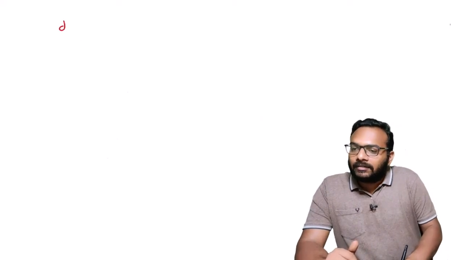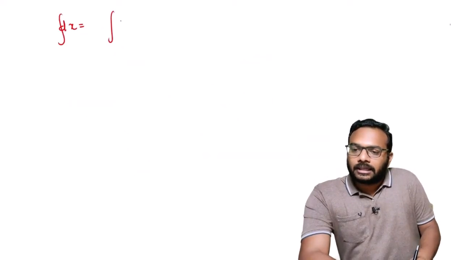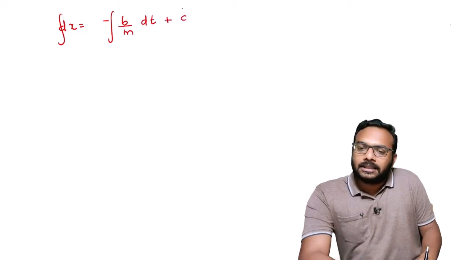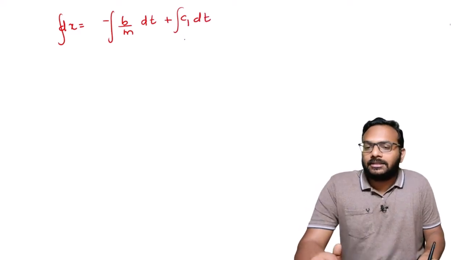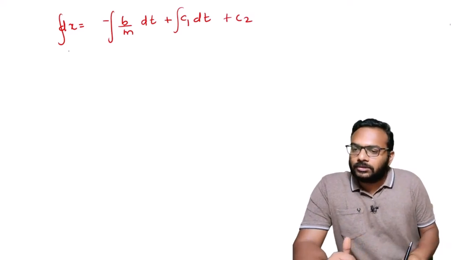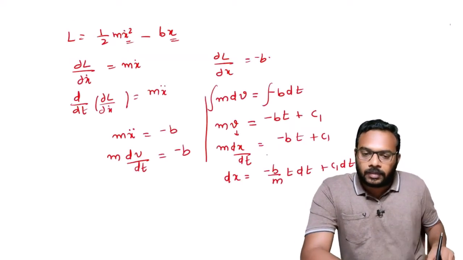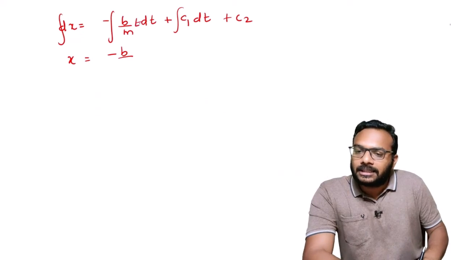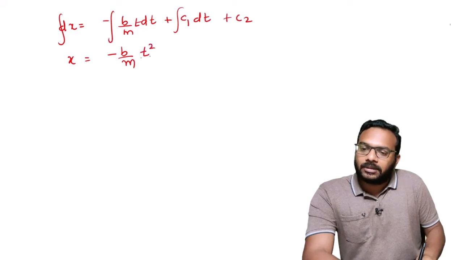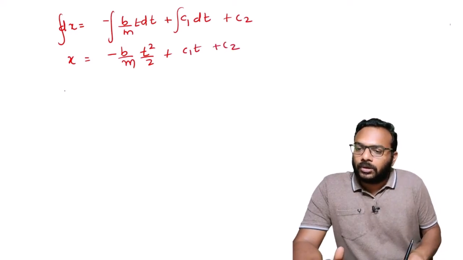What we have here is integral dx equal to integral minus b by m t dt, plus integral c1 dt. Now when we integrate this, there will also be a second constant of integration which we will call c2. So x is equal to minus b by m, it's a constant, and t dt becomes t square by 2, plus this becomes c1 t, and here I've got c2, or we say x of t.